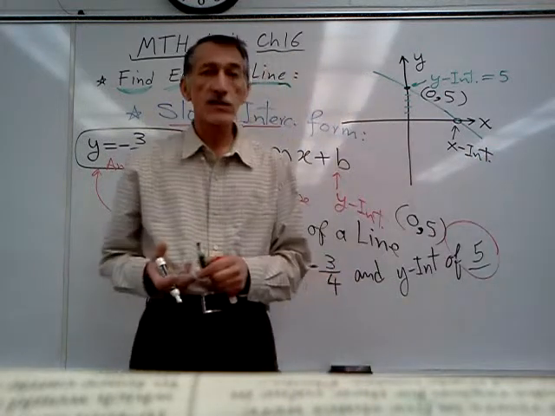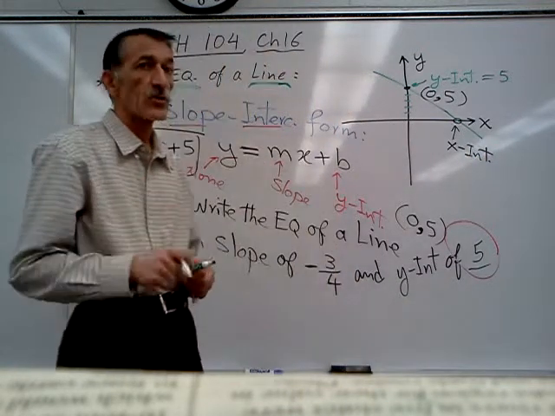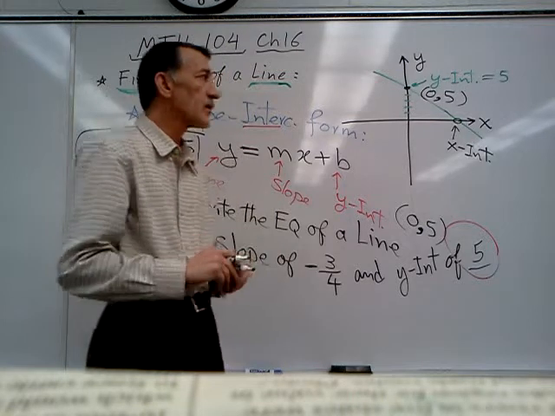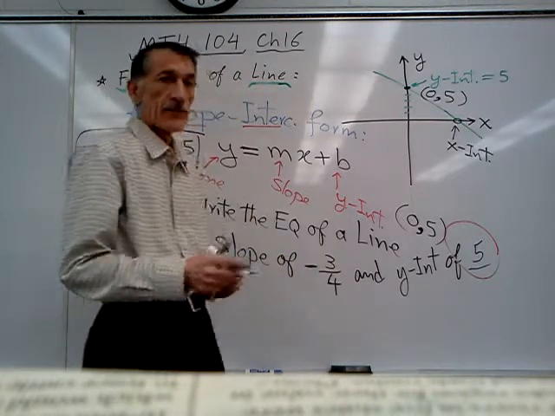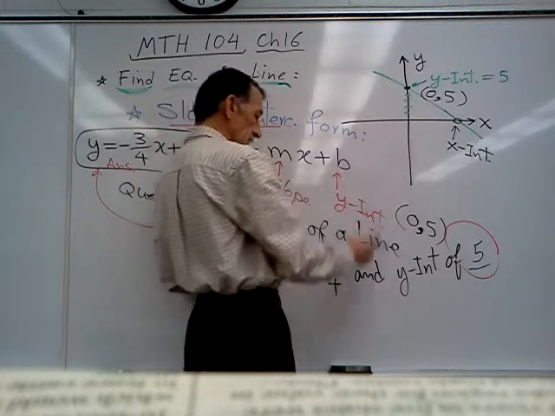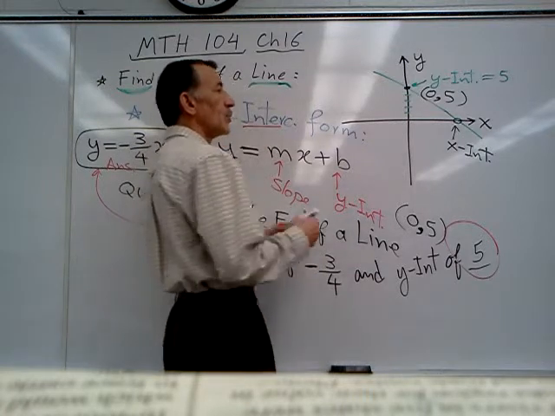Most of the lines have an x-intercept and y-intercept, but some lines don't have a y-intercept, and those are the vertical lines. The vertical lines don't have a y-intercept. For example, let me draw one here in the blue.